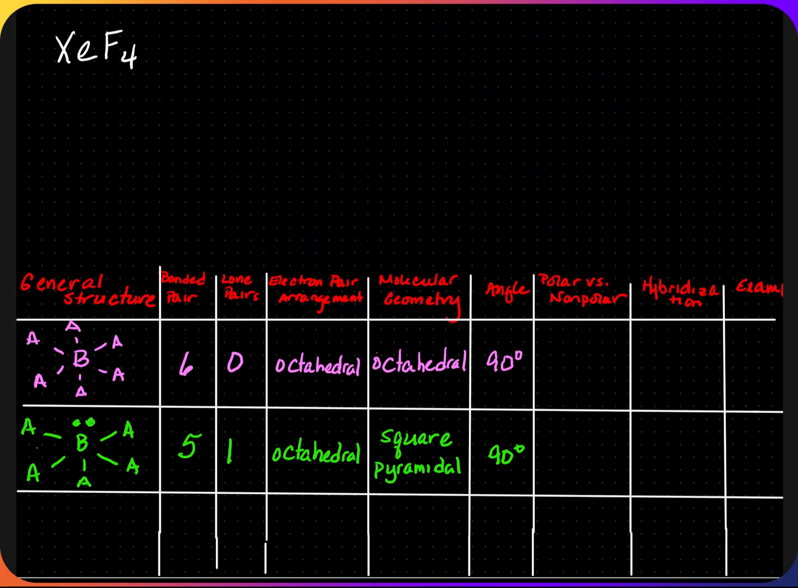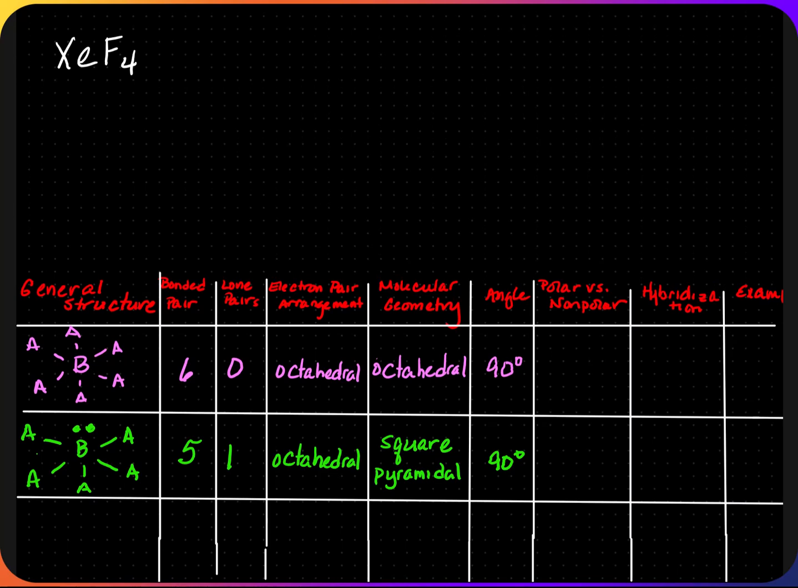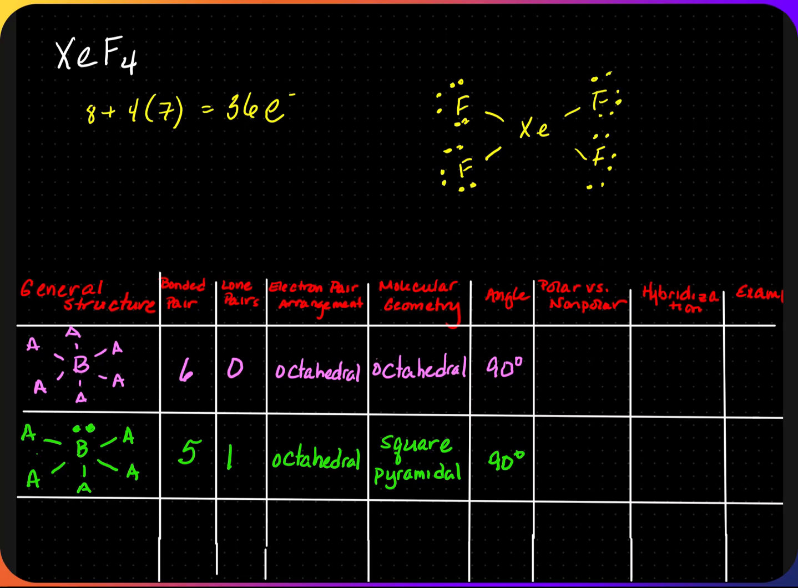Pause the video, draw the Lewis dot structure for XeF4, and then check your answer. Xe has 8 valence electrons plus 4 fluorines times 7 valence. So this is going to have a total of 36 electrons. Central atom is the least electronegative, which is xenon, fluorine on the outside. Each of them has a single bond, so it has 2 electrons. So it needs 6 more electrons to fulfill the octet rule. Xenon already fulfilled the octet rule.